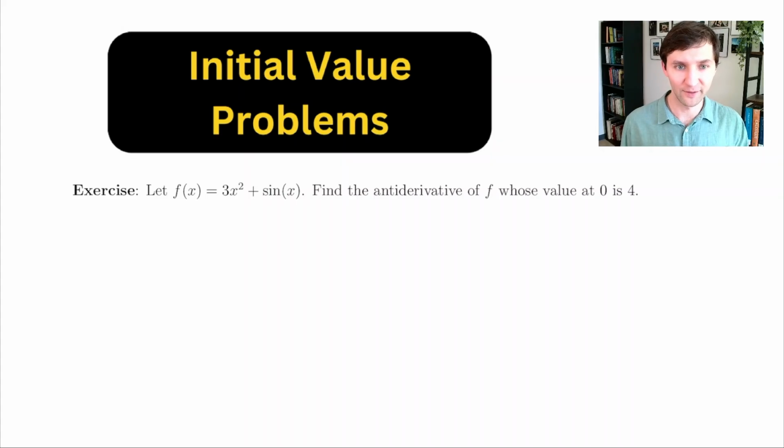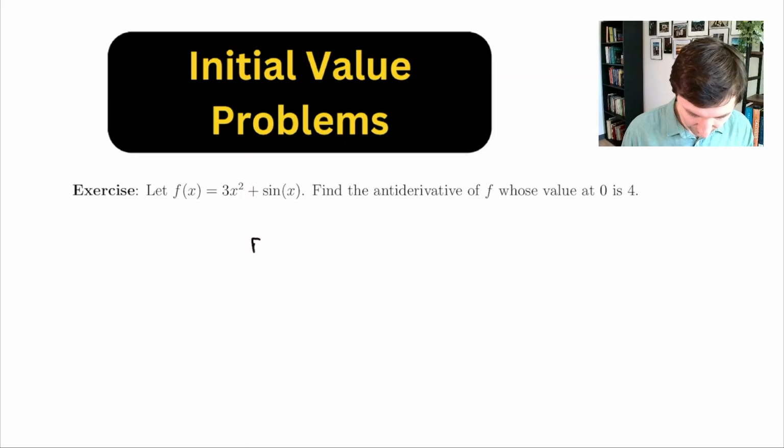Hi everyone. Let's talk about initial value problems involving indefinite integrals. In the first exercise, we're given a function 3x squared plus sine of x, and we must find the antiderivative of f whose value at 0 is 4. Let's start by finding the most general antiderivative of f of x.